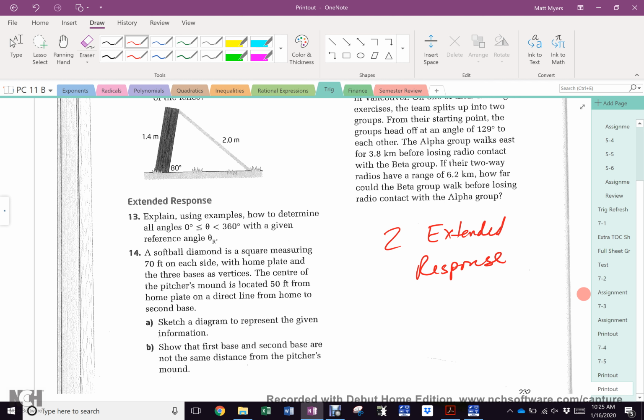All right? Now, some of you will say, but Mr. Myers, we want a review for our final. You have a review for your final. It's the book in front of you, because you did not do all the questions in it. There's not one person in this room that has done every question in that book. That's your review.